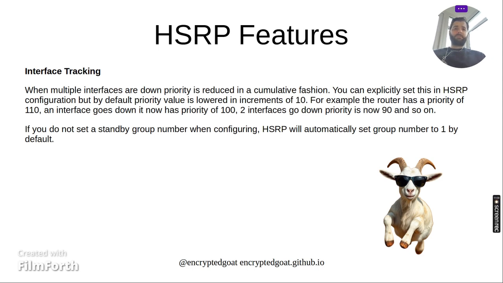When multiple interfaces are down, priority is reduced in a cumulative fashion, like I was mentioning before. You could explicitly set this in the HSRP configuration, but by default, the priority value is lowered in increments of 10. And here's another example. For example, the router has a priority of 110. An interface goes down, it now has a priority of 100. Two interfaces go down, priority is now 90, and so on. And if you do not set a standby group number when configuring, HSRP will automatically set the group number to 1 by default as well, so just take that into account.